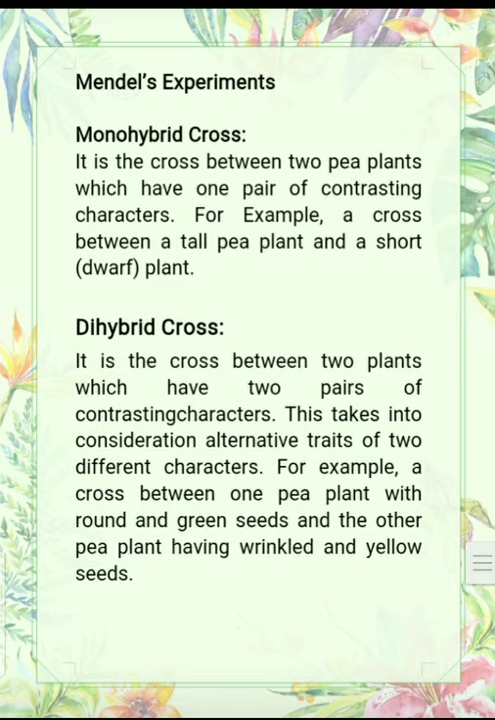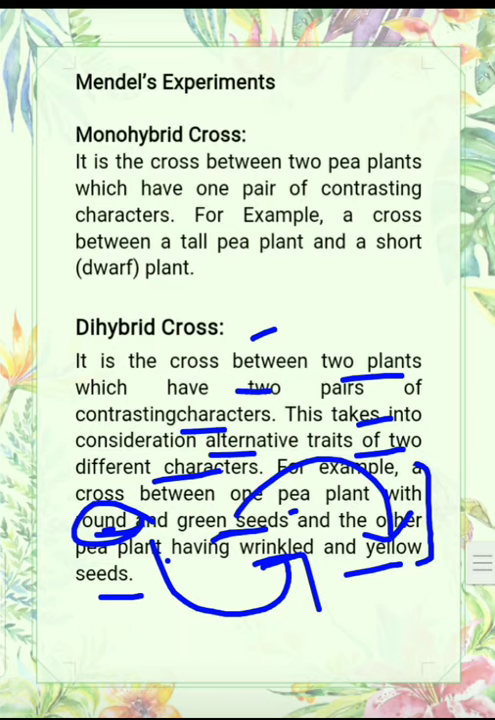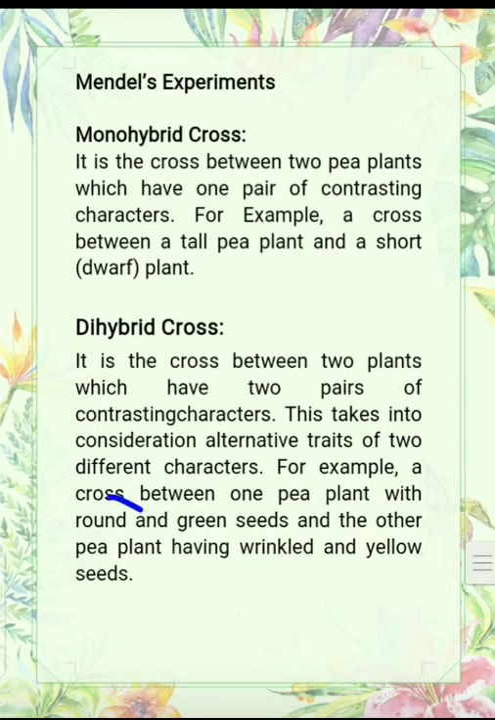Next one is the dihybrid cross. It is the cross between two plants which have two pairs of contrasting characters. This takes into consideration alternative traits of two different characters. Means in the dihybrid cross we study two characters alternatively. For example, a cross between one pea plant with round and green seeds. So here are two characters, the shape of seed and the color of seed, and the other pea plant having wrinkled and yellow seeds. So round is alternative to wrinkled and green is alternative to yellow. In this case we can say that round is dominant and wrinkled is recessive. On the other hand, yellow is dominant and green is recessive.